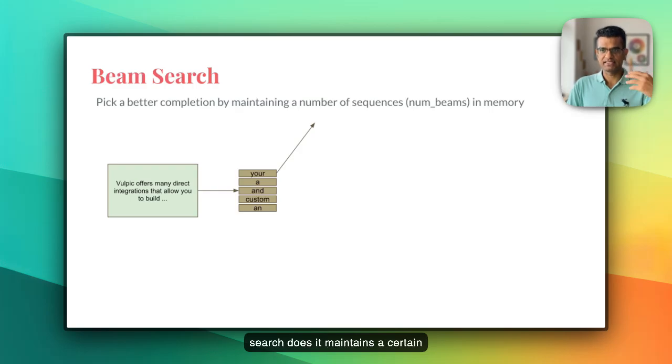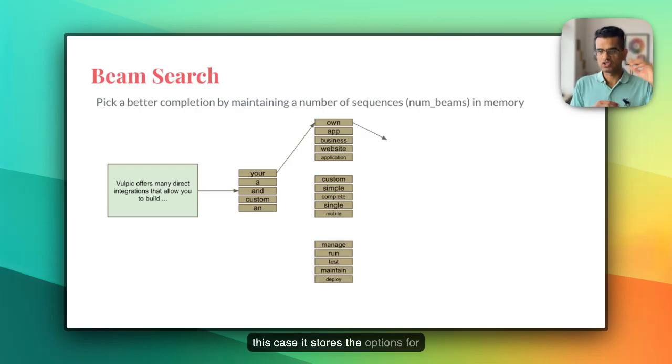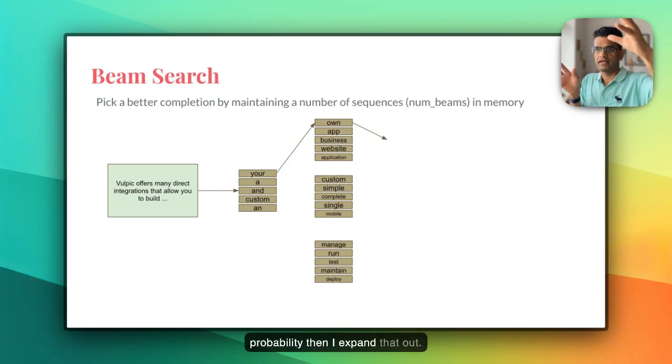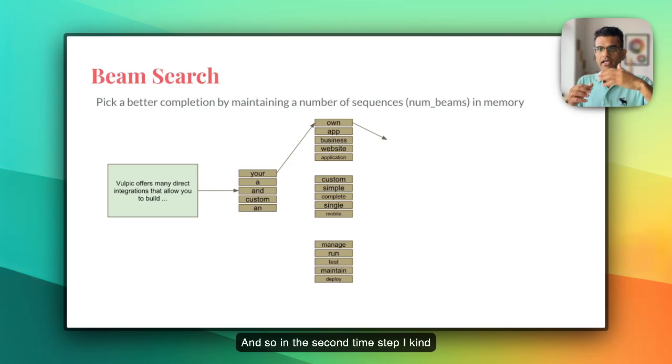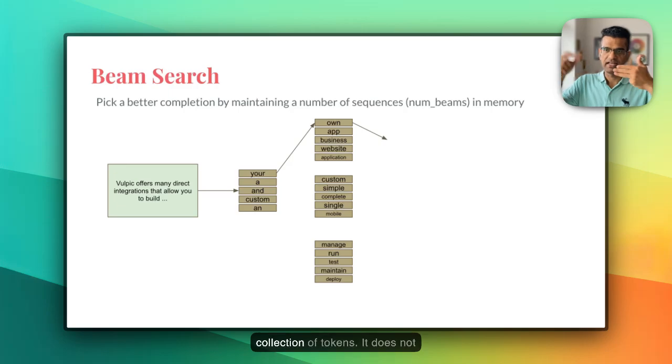It maintains a certain number of sequences, which is also called the number of beams, in memory. So it stores the options for, let's say, 3 of them. In this case, it stores the options for 3 types of completions, right? So there are 3 possible sequences. And in the first case, I just pick the top 3, the top 3 with the highest probability, then I expand that out. So in the second time step, I have 3 sequences, and each of those sequences can have a different collection of tokens. It does not necessarily need to be the highest probability token at each time, but I maintain this sequence now.